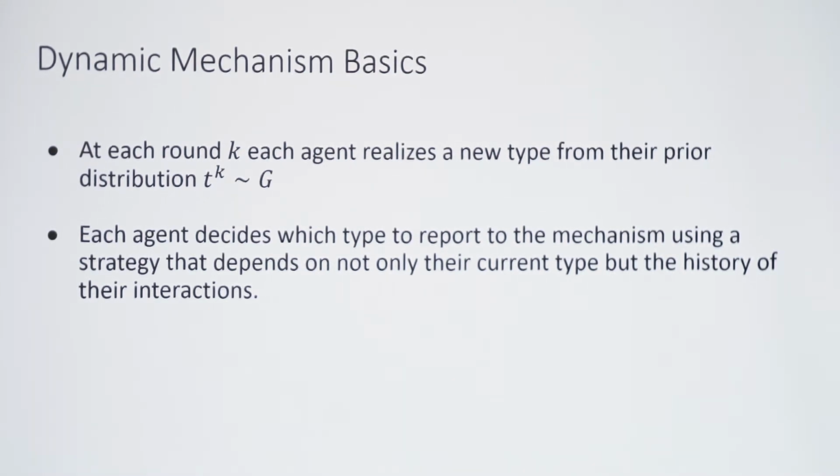So at each round, the agent's going to draw a new type from their prior, but their prior is not going to change over time. And when an agent's deciding on what the optimal strategy is to play, they consider not just their type, but also their history of interactions with the mechanism.